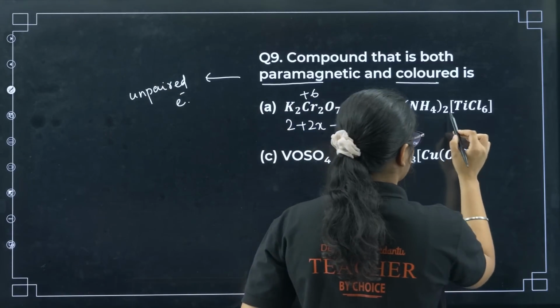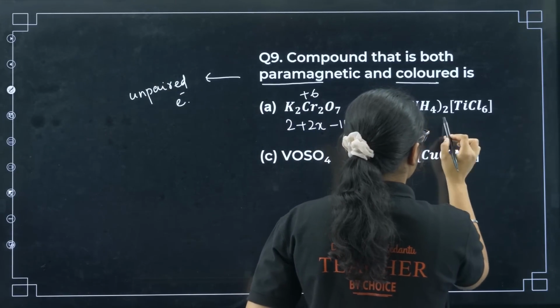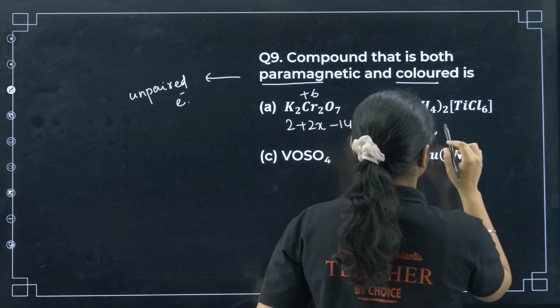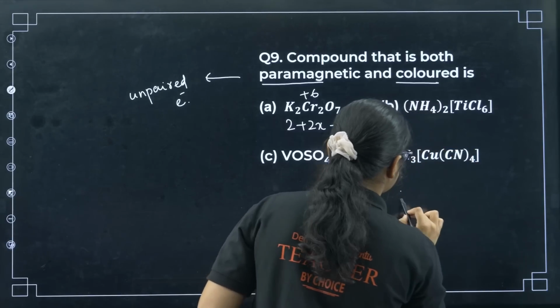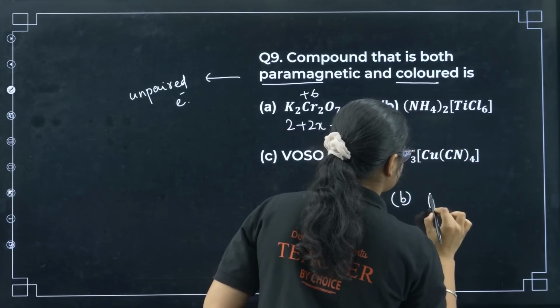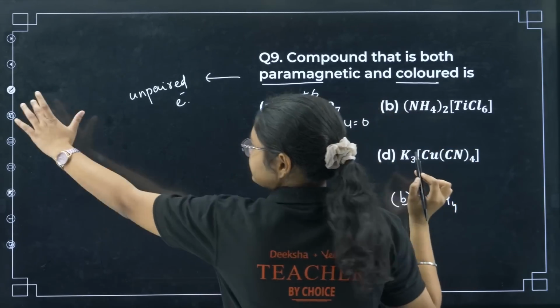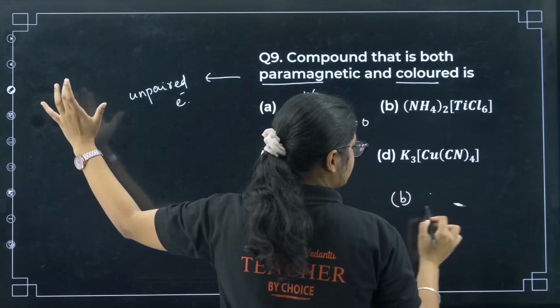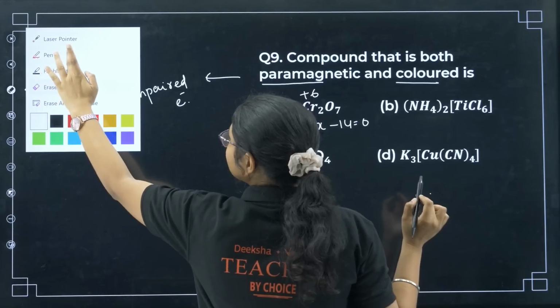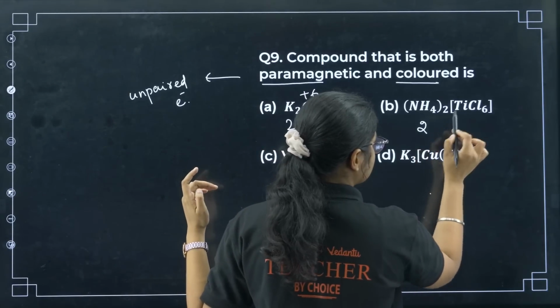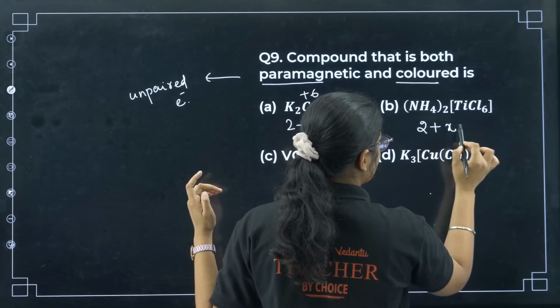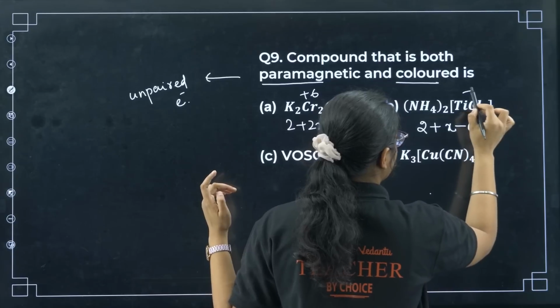Next, if I see here, this 2 is there, right? So this must be the complex, it must be like this, NH4. Okay, let me just write down. So NH4 charge is +1, right? So we have 2, so it is again +2. Ti I will take x, chlorine is -6, so I will get +4.